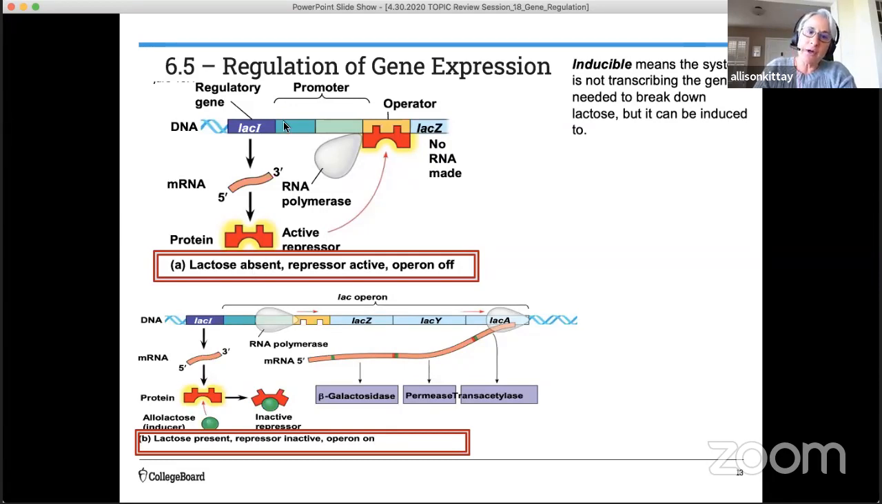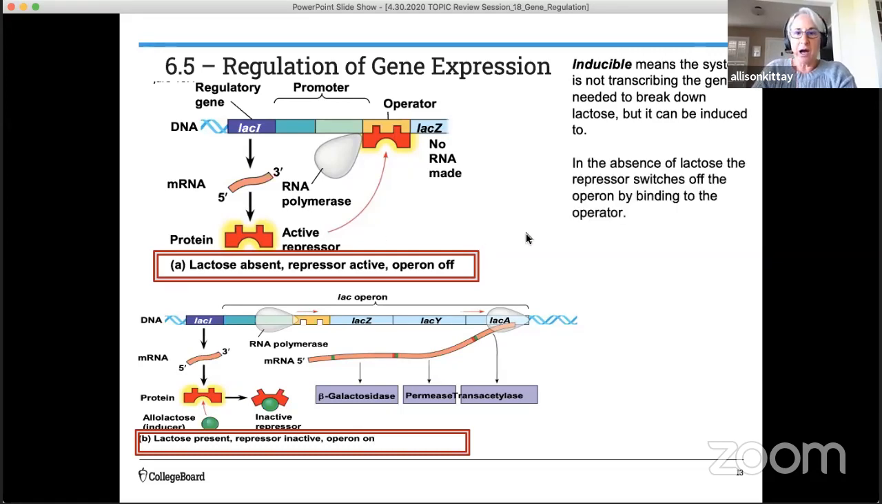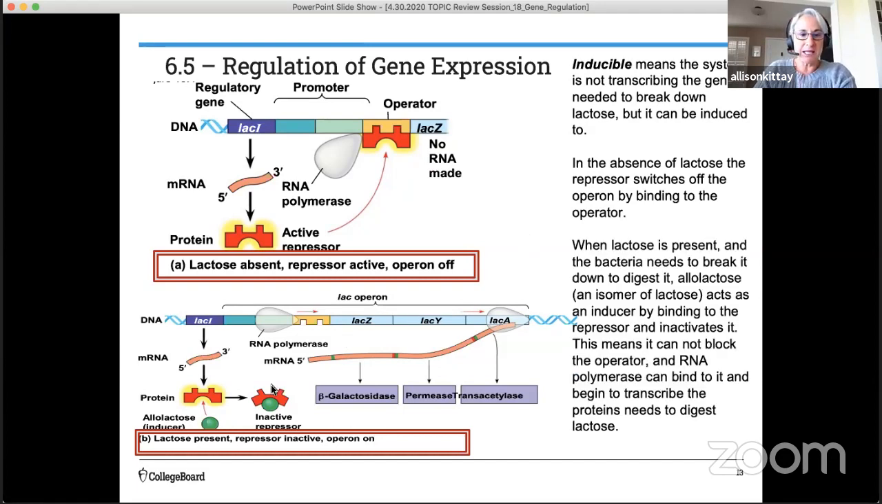And if you look at what's going on here, we've got our DNA. This is the promoter, the operator, and then we're going to have our structural genes here. This is the RNA polymerase that is responsible for transcribing. So when lactose is absent, there is no need to break it down. So you don't need to make those proteins or enzymes that are going to break it down. And so the RNA polymerase is blocked by this repressor, which is sitting in this operator. In the absence of lactose, the repressor switches off the operon by binding to that operator.